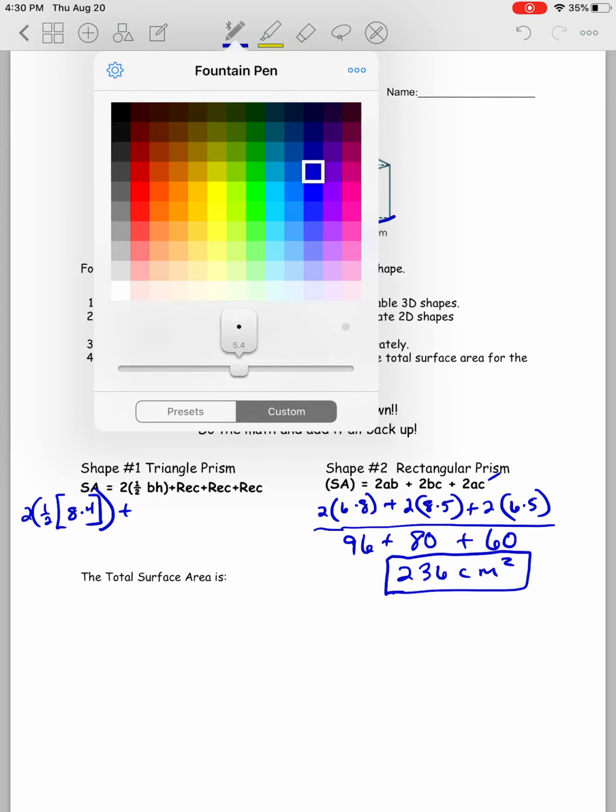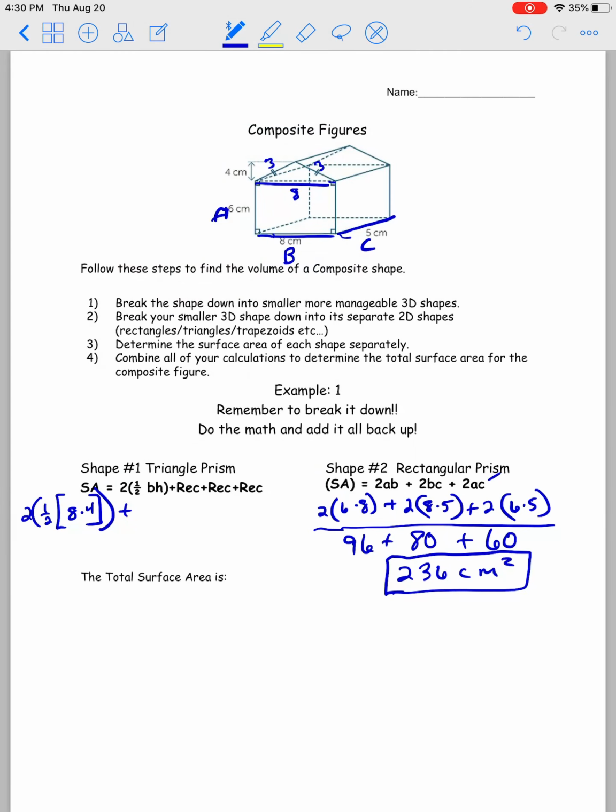Okay. So we're going to have your rectangle here, which is going to be 3 times 5, plus you're going to have another rectangle on the opposite side. That'll be the same measurement. It'll be 5 times 3. And then plus the bottom. It's going to be 8 times 5. Okay. Now let's do some math.